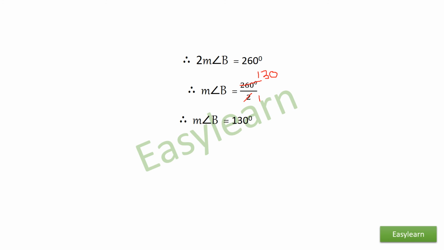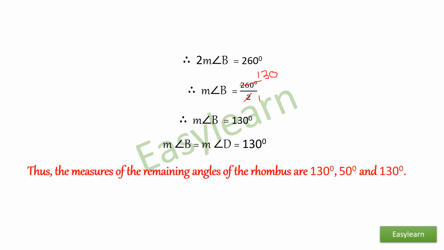Now again measure angle B is equal to D. So D will also be 130. Thus the remaining angles of a rhombus are 130 degree, 50 degree and 130 degree.